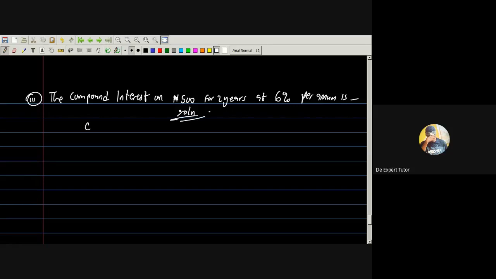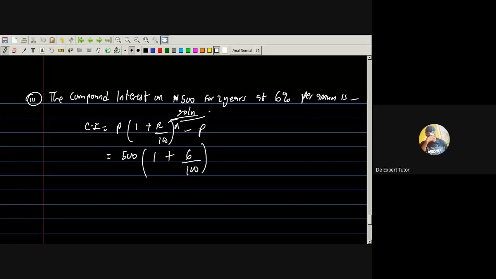Don't forget the formula. Compound interest is equal to P(1 + R/100)^N minus P. My P is 500 naira. That's the principal we want to calculate the compound interest on. Then 1 plus, my rate is always in percentage, 6/100. Now, N here means number of years. That is your time. Some textbooks write it as T. There's no problem. So that's 2.